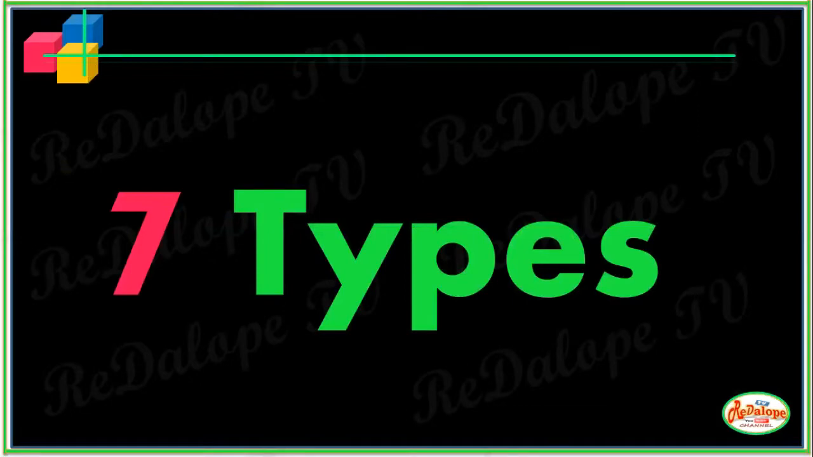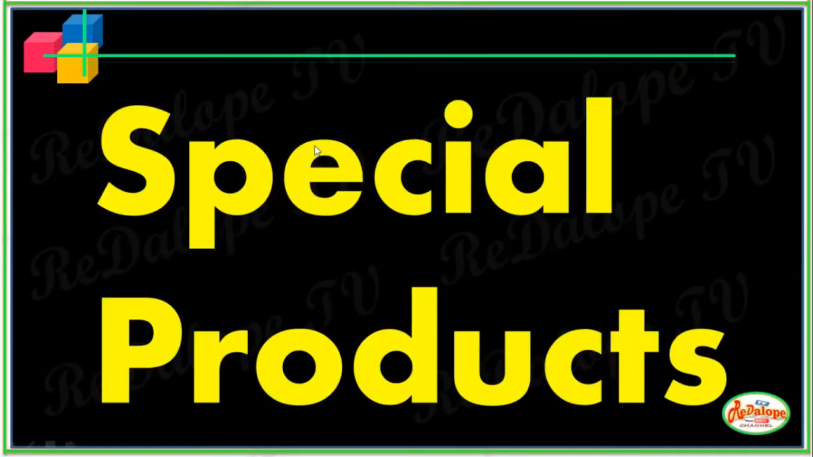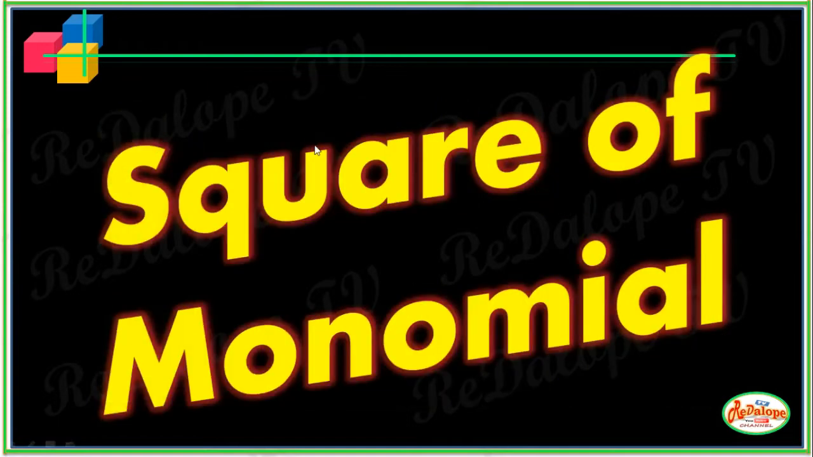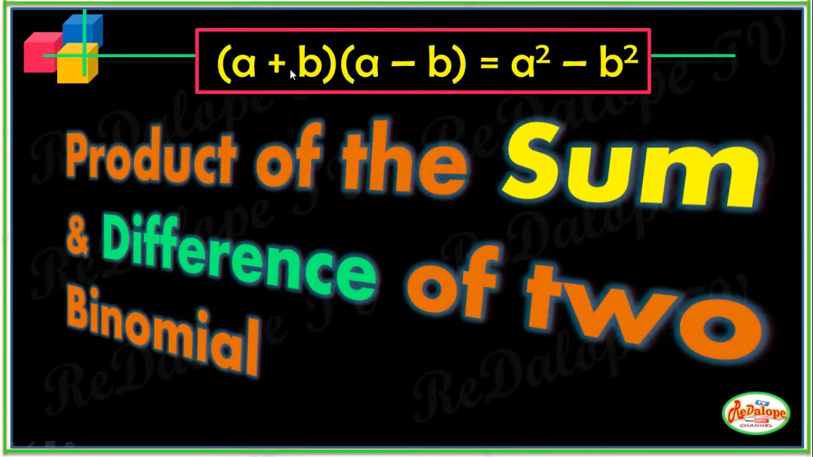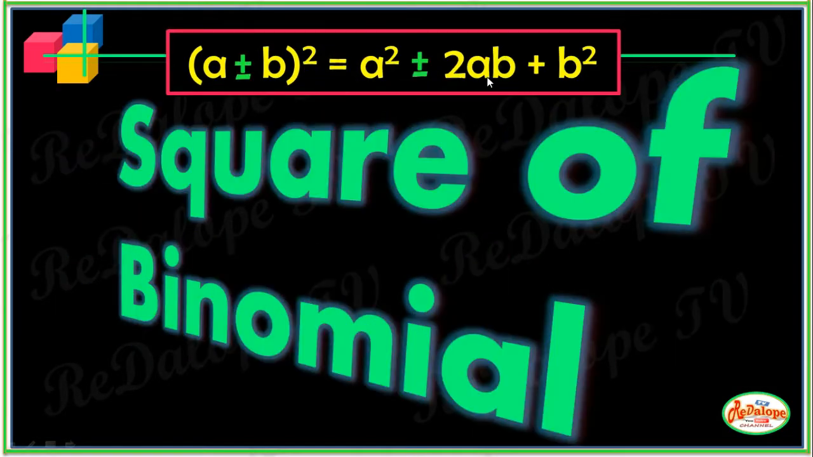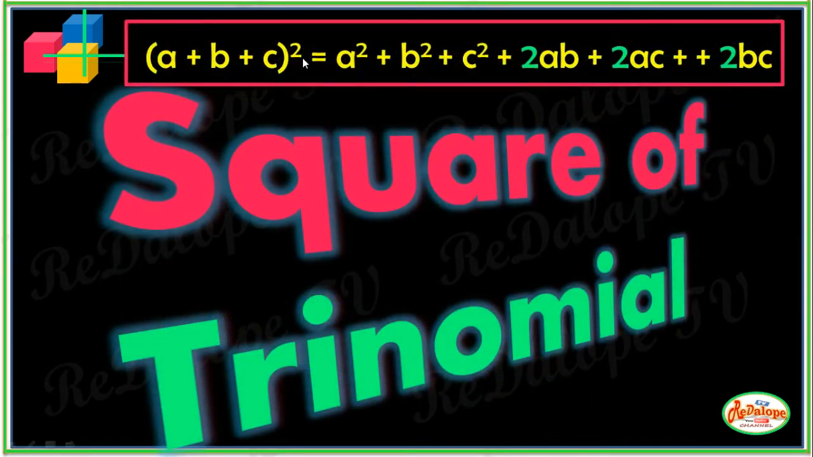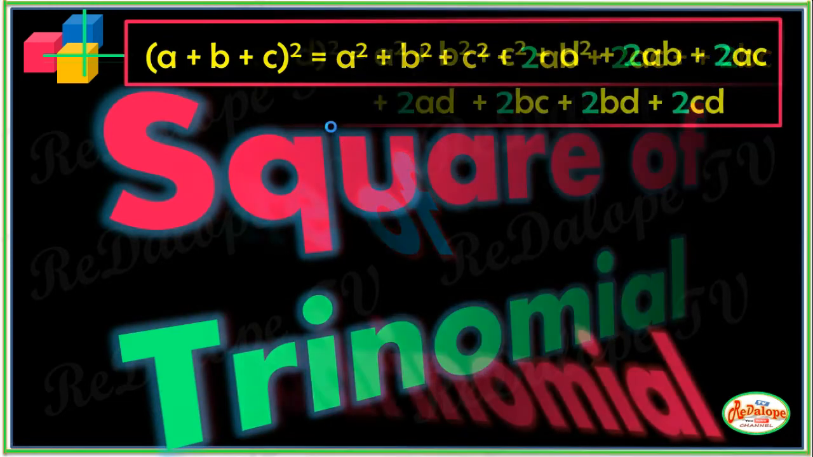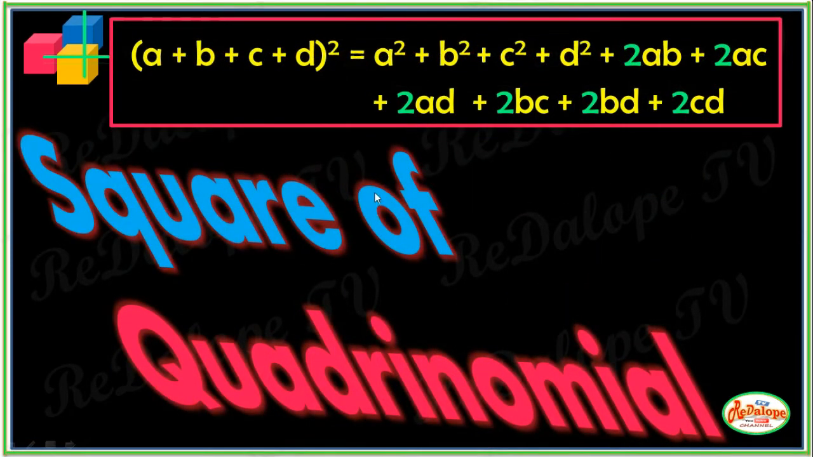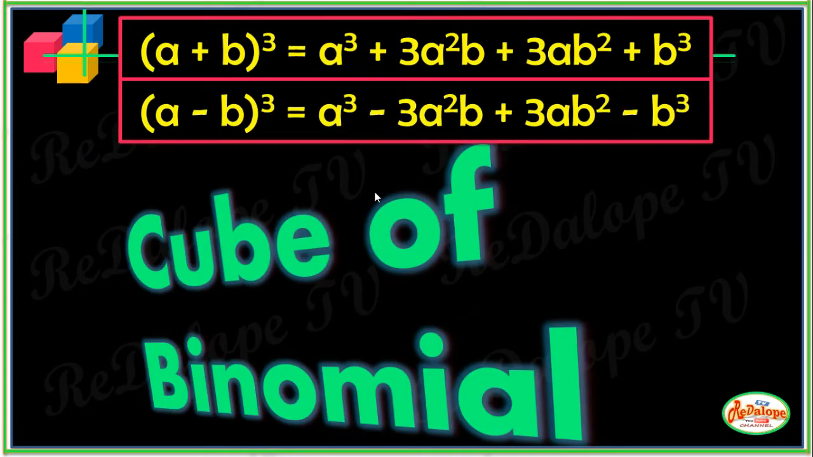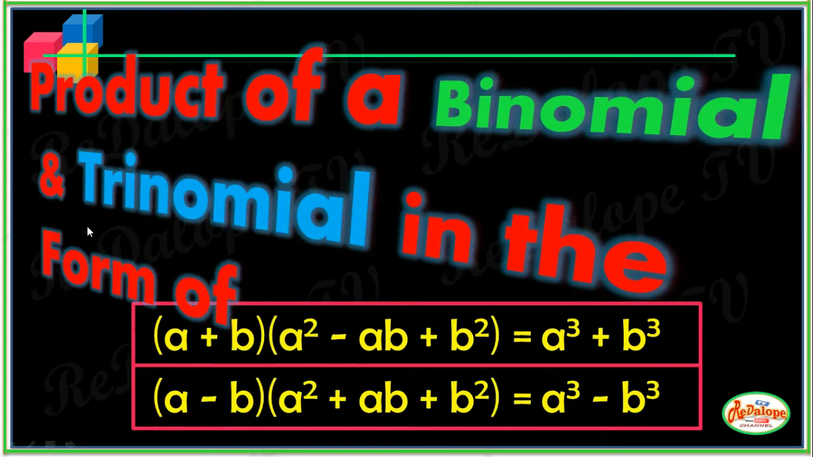So I have enumerated here the 7 types of special product. Let us begin with square of monomial. The second one is the product of sum and difference of two binomials. The third one is the square of binomials. The fourth one is the square of trinomial. Next is the square of quadrinomial. And the sixth is the cube of binomial. And the last we have is the product of a binomial and trinomial in the form of this formula.